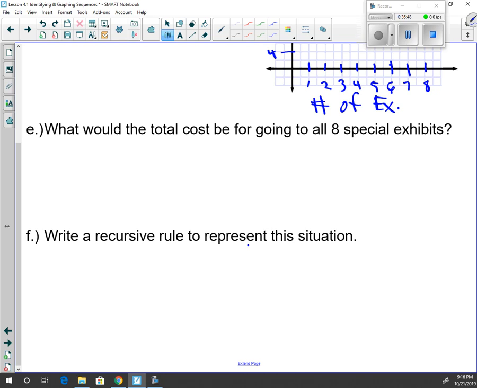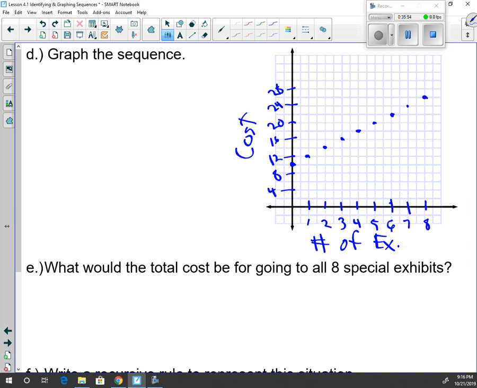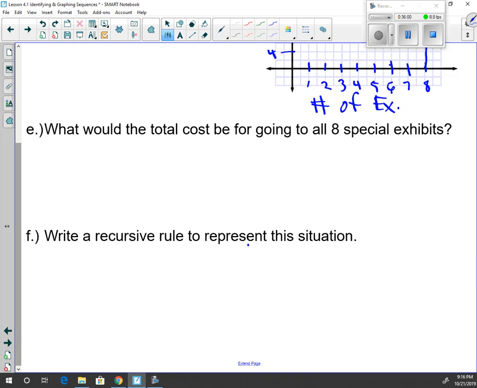What would the total cost of going for all 8 special exhibits be? You could answer that on the graph, right? So 8 exhibits, go up to the point. What would that cost? $26. And we know it's $26 according to the graph, but let's see if the equation supports that.